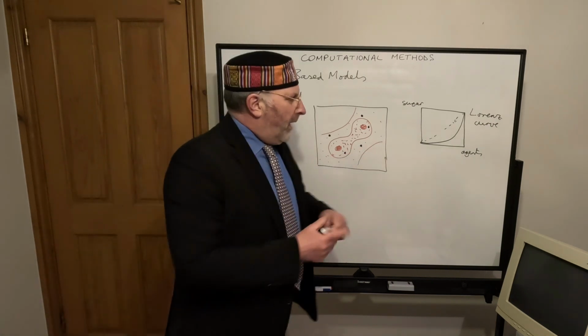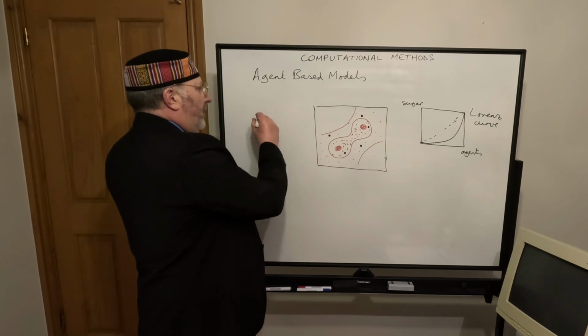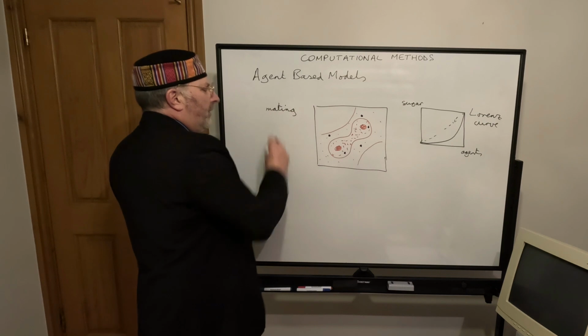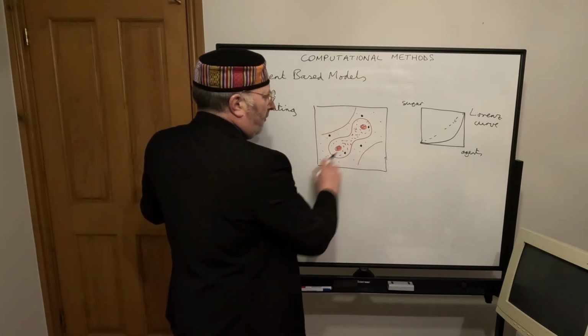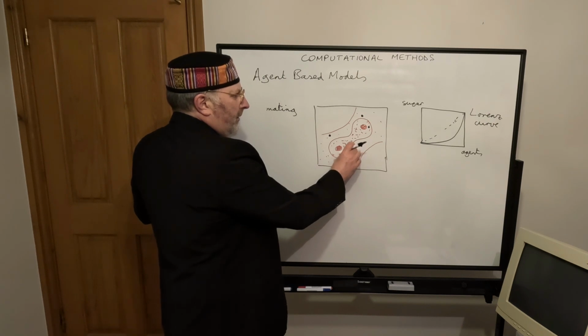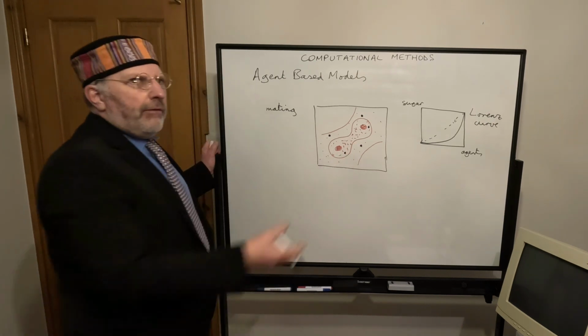dynamics of that. Now, I didn't explain all the rules. There's also mating in this basic model. So these agents are of two different kinds, and they can mate and endow their offspring.